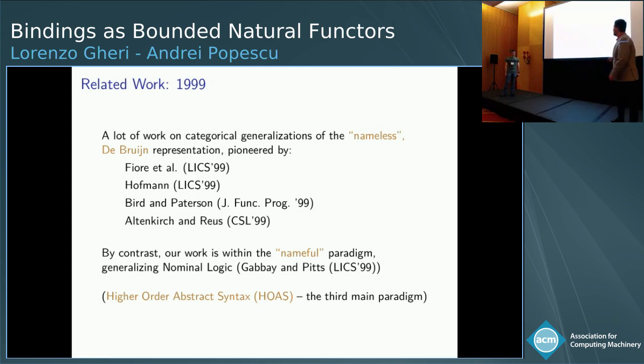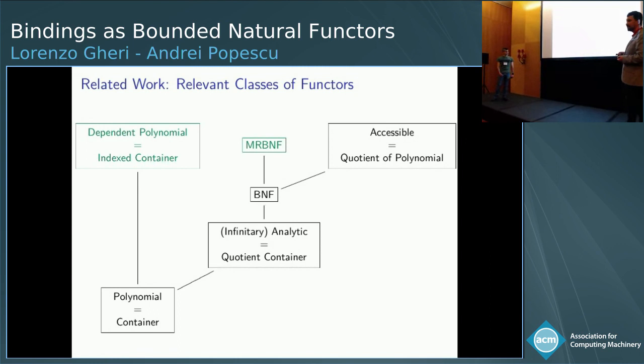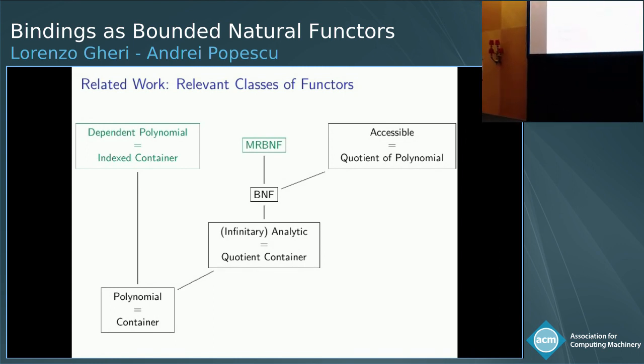Very quickly, this map shows our bounded natural functors and our variation for syntax with bindings in the context of some better-known classes of functors. They are just a particular case of accessible functors that preserve pullbacks, and it's suitable for higher-order logic. In contrast, type theory researchers tend to prefer the de Bruijn approach, the nameless approach, and they model this using things like index containers. Generality here grows bottom-up of the concept used.